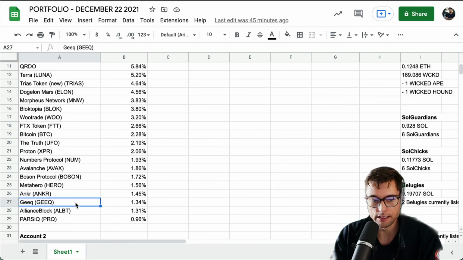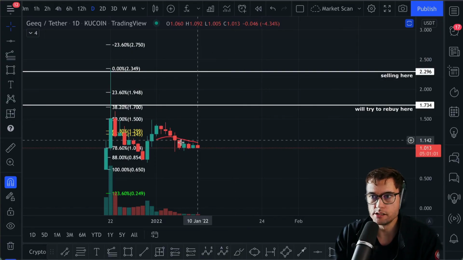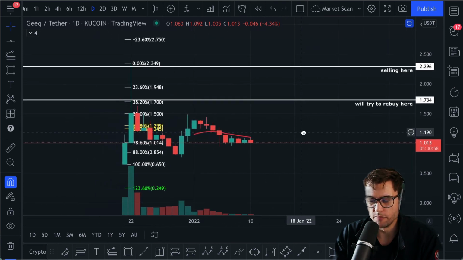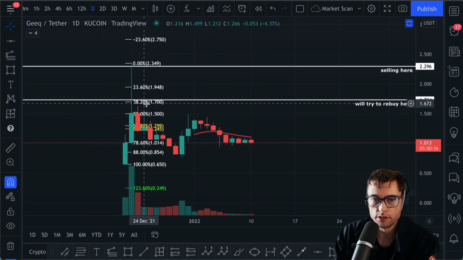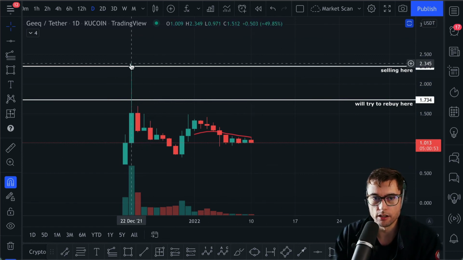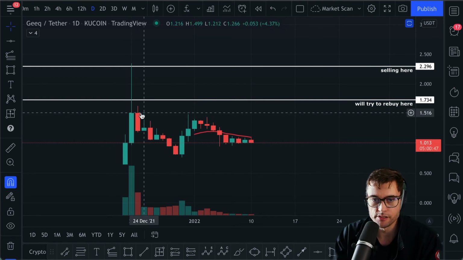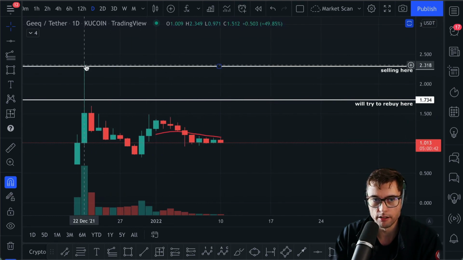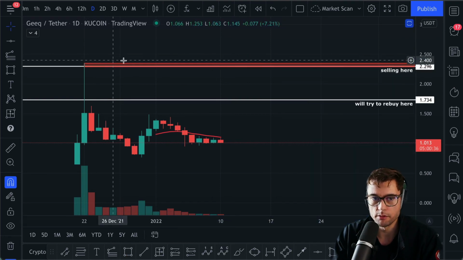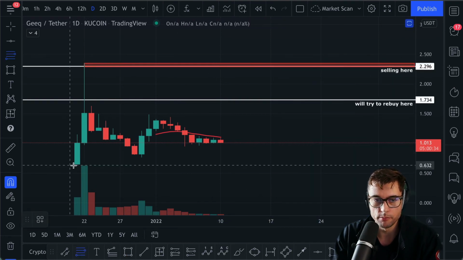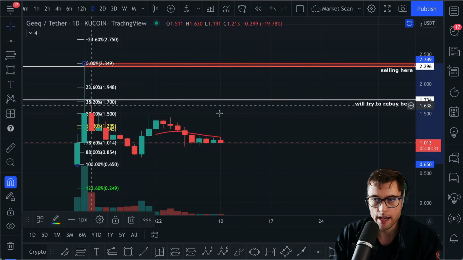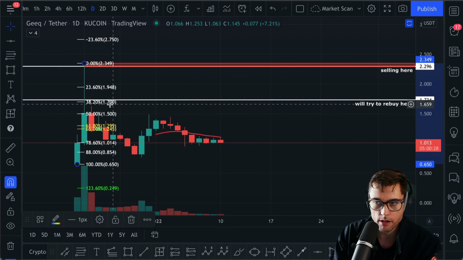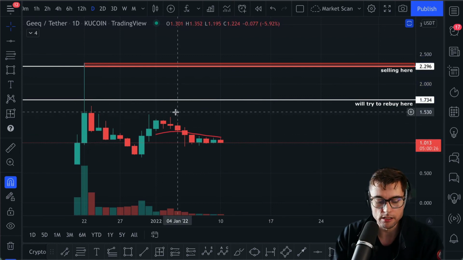After Anchor, we got Geek. Geek is one that I bought a long time ago on Uniswap. And the only thing that you can really do is look at it on KuCoin, right? And see, okay, this is one of the major resistances, and this is the other major resistance. So I'm going to keep this one, and I'm going to sell it right here, right below this major resistance because it's pretty obvious. And I'm just going to sell it here. I'm going to try to rebuy it here. Hopefully, maybe we could do something like this. Yeah, so I'm going to try to rebuy it right at the 38.2, right above there. And yeah, that's going to be Geek.